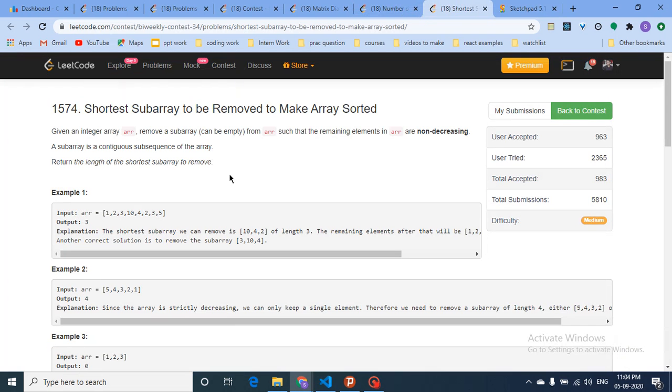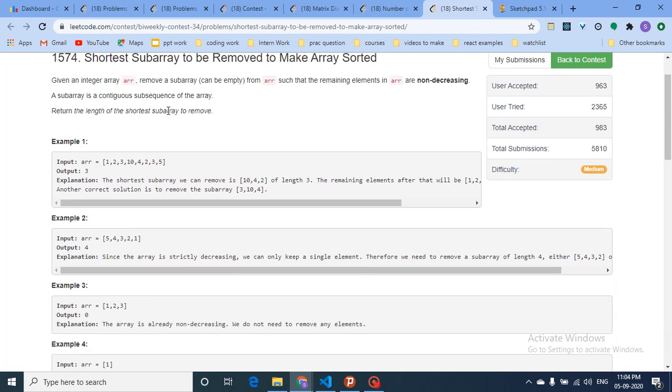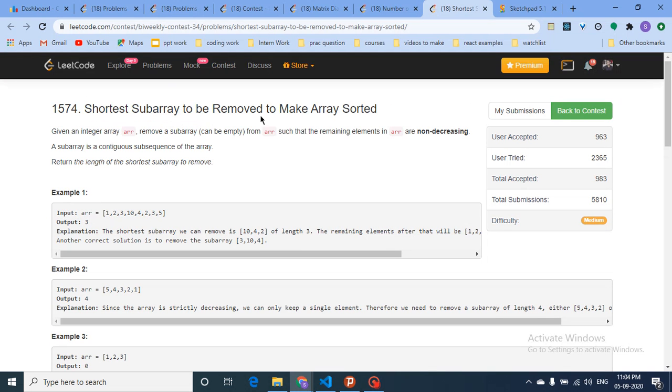Let's move on to the third question now. The third question is also pretty good, in which you have to find the shortest subarray to remove, such that the array left after removing that subarray becomes sorted. You are given some array and you have to remove some subarray such that the remaining elements in ARR are non-decreasing. So you have to remove the smallest possible continuous subsection.